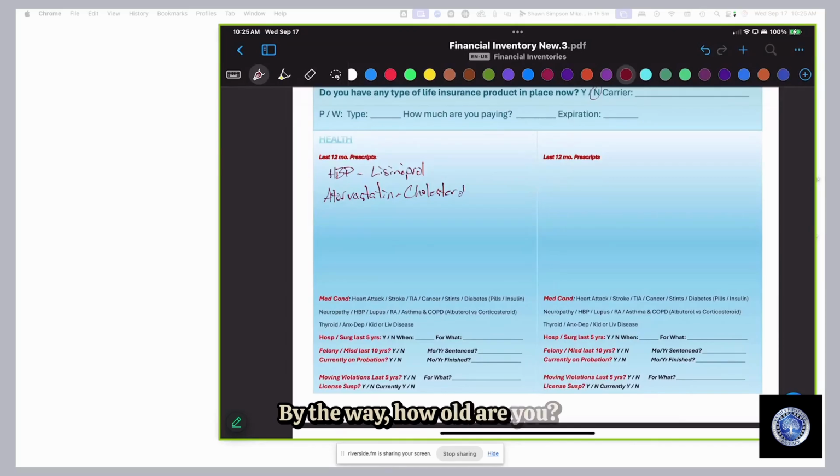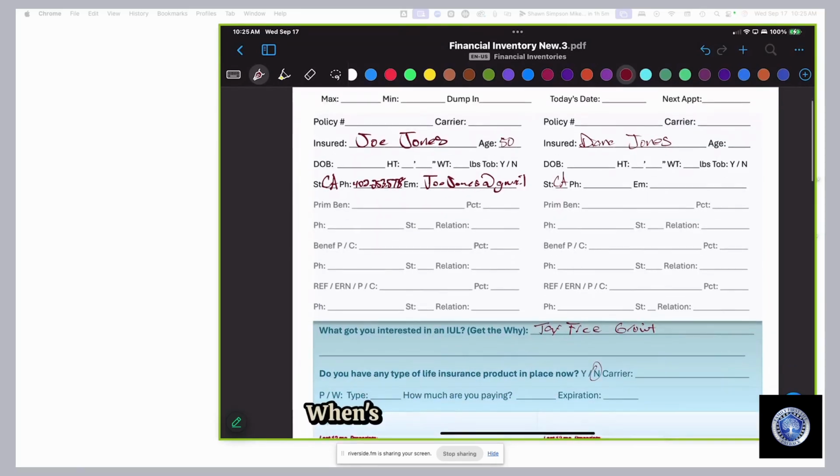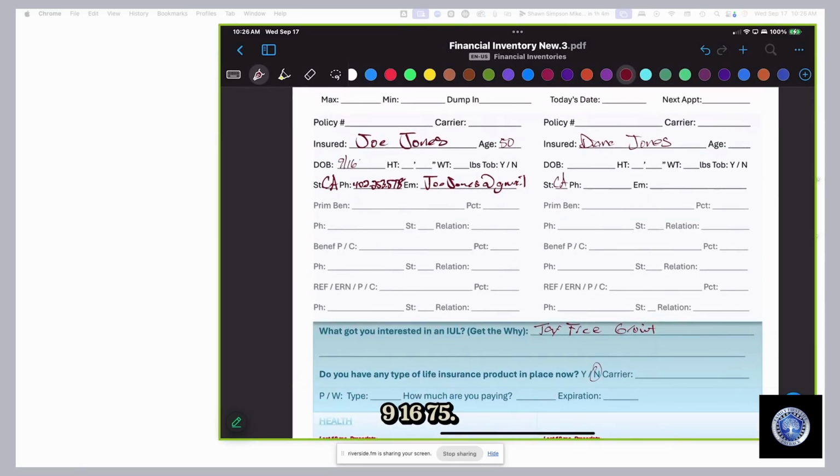By the way, how old are you? I'm 50. Okay. When's your birthday? 9/16/75. Height and weight? 5'9", 200 pounds. Any tobacco products in the last year that you've used? Nope, I don't do that.